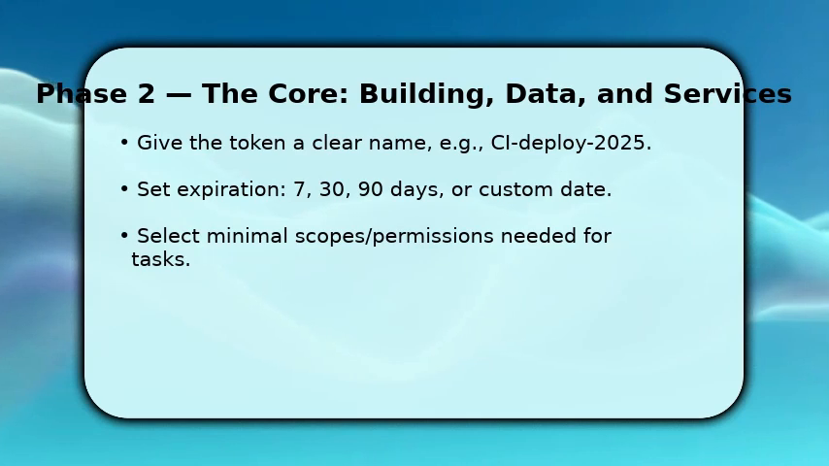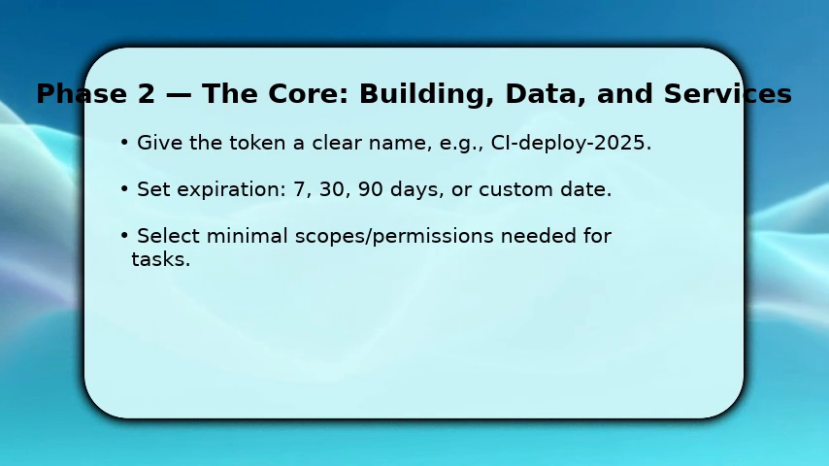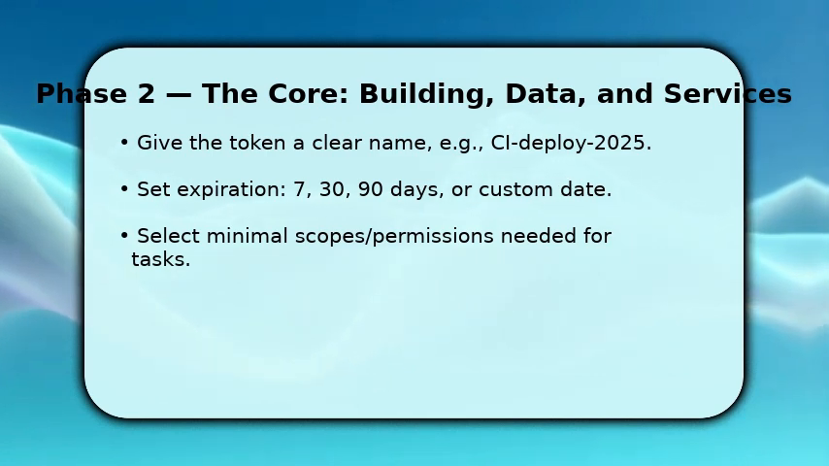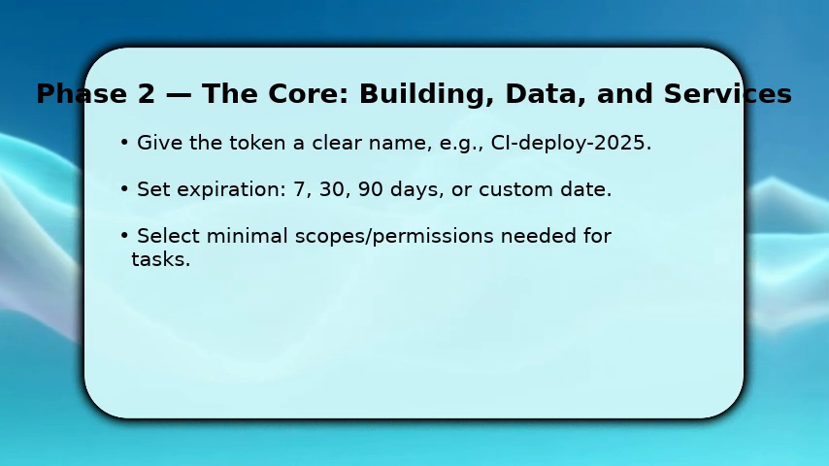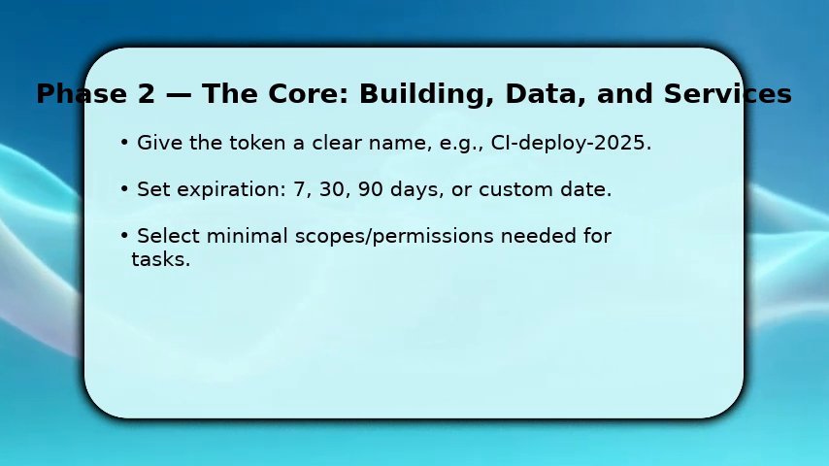Now you configure details. Name the token clearly so you can identify it later. For example, say iDeploy 2025, and pick an expiration period. Short-lived tokens reduce long-term exposure.